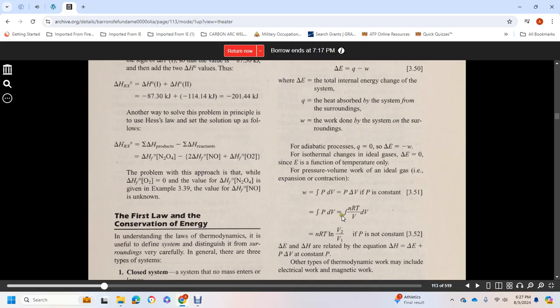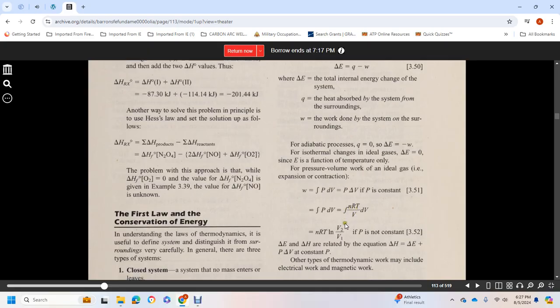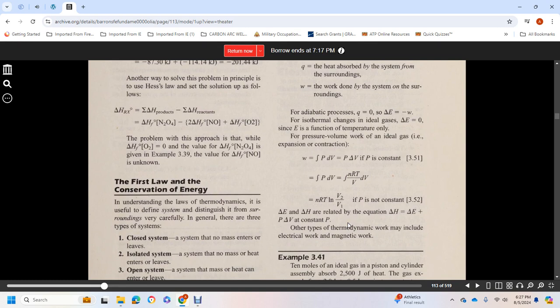The differential of the number of moles, or rate times time over the volume times the differential. So the change in energy and change in heat are related by the equation: change in heat is equal to the change in energy plus the pressure times the change in volume at constant pressure. Other types of thermodynamic work may include electrical work or magnetic work.